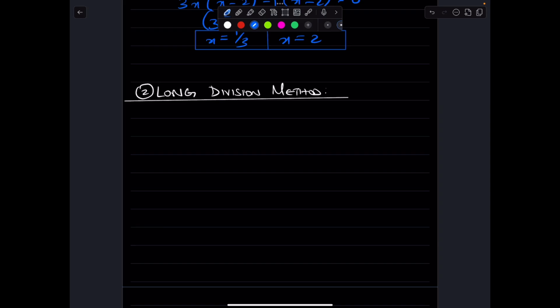Alright, so by the time we apply the long division method, we have a factor which we found in the trial and error method. And so we have this. And we'll do long division as usual.